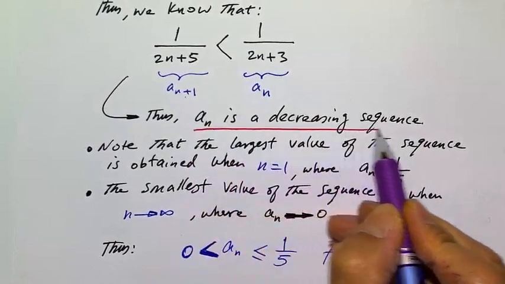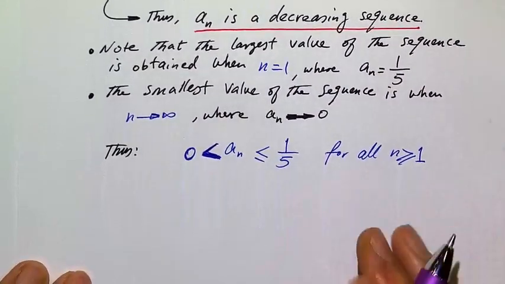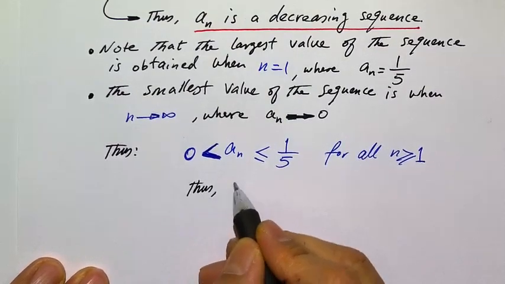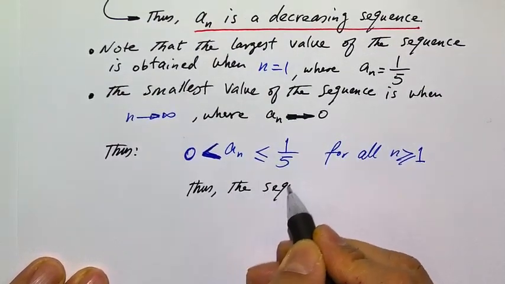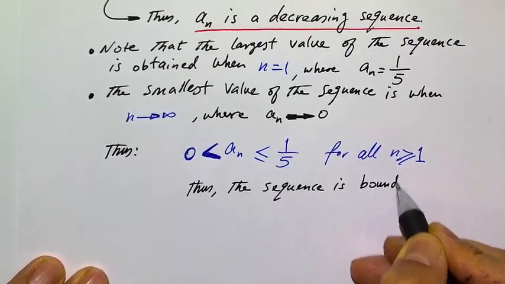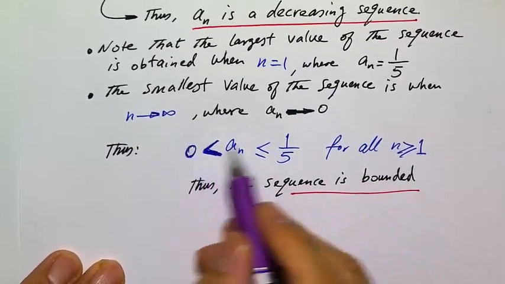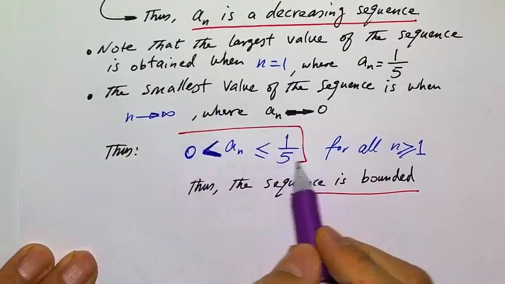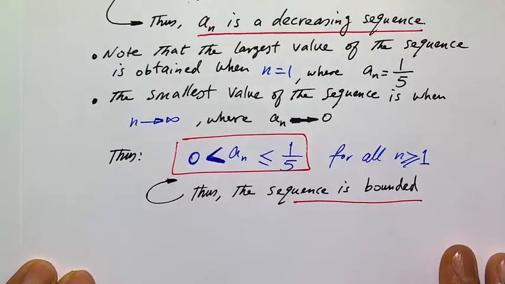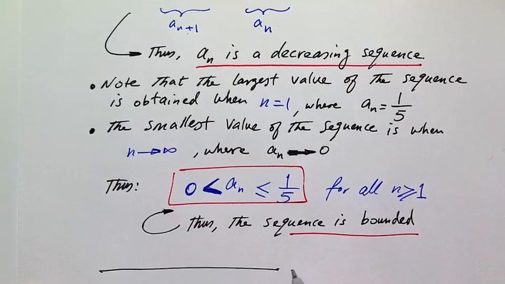So a sub n is a decreasing sequence. We answered that question. Then they asked if the sequence is bounded. Yes. So thus the sequence is bounded, as we've shown here. And so I'll just put an arrow to that. Okay. All right.